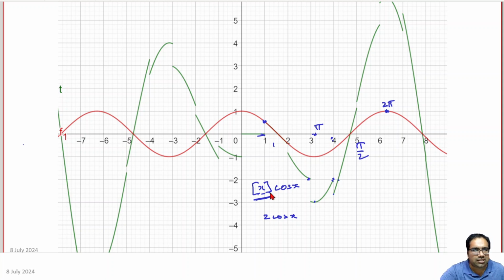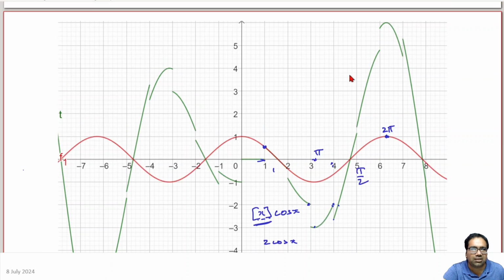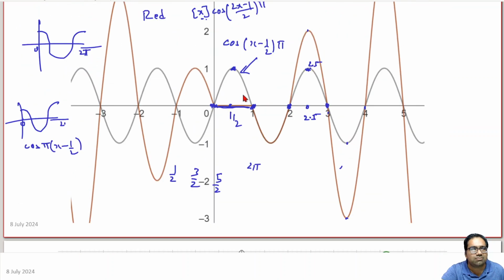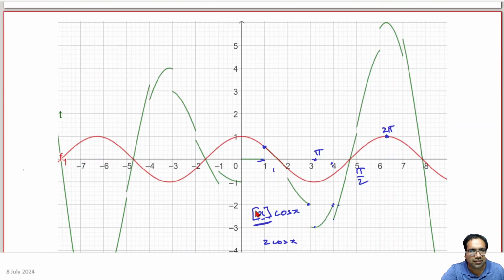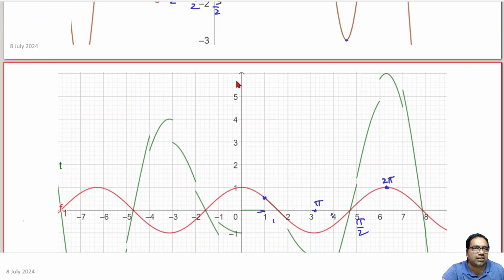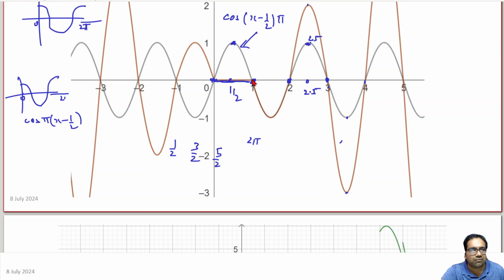Greatest integer function of x into cos x, there are so many breaks in this multiplication. But the difference between this and this is that in this multiplication, the cos curve's cycle is trending between 0 and pi and pi and 2 pi. But here the cycle is actually between 0 and 1 and 1 and 2. Now the greatest integer function's cycle is also between 0 and 1 and 1 and 2.